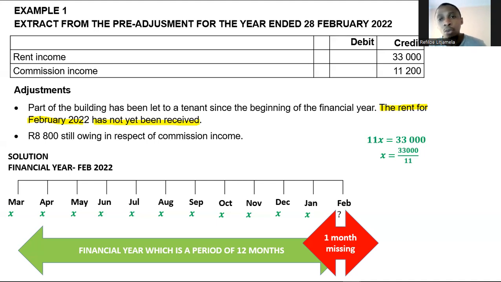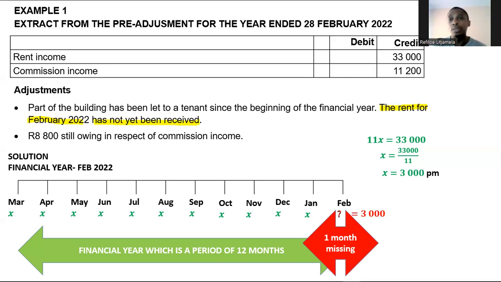Meaning per month, we were supposed to have received 3,000 rent. So 3,000 rand for March, 3,000 rand for April, 3,000 rand for May, 3,000 rand up to Feb. So it means that for Feb, we were supposed to have received the 3,000 rand, but we have not received it. We have earned it, but we have not received it. Meaning that our rent income has been understated. We did not earn 33,000. Yes, we received 33,000, but we did not earn 33,000. There's 1 month's rent that is missing.